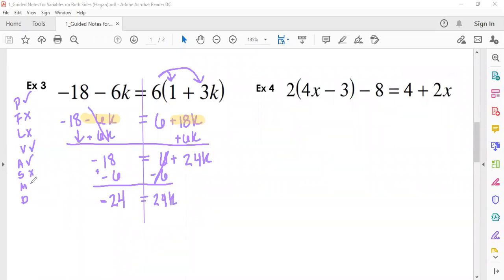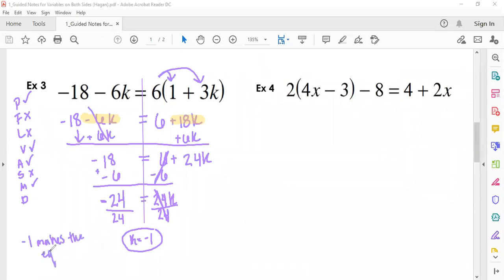There's no subtraction to undo, but there is multiplication. So to undo multiplying by 24, I'm going to divide by 24 on each side. These cancel, and I get k equals negative 1, because negative 24 divided by positive 24, a negative divided by a positive, is a negative. I get negative 1. So it means negative 1 makes the equation true.